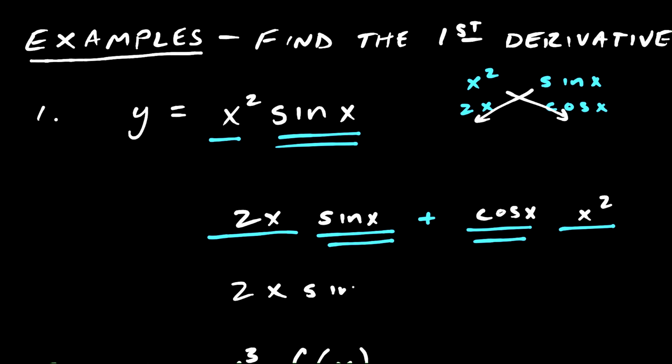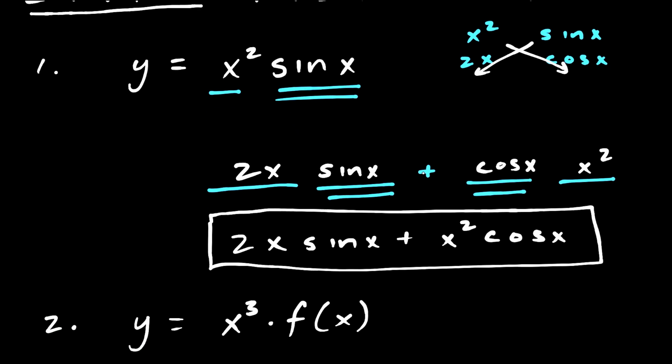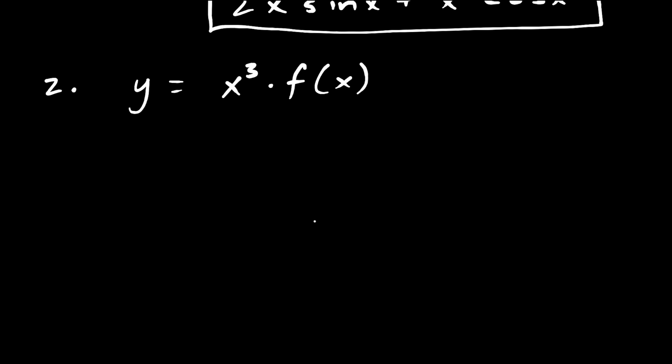So you have 2x sine x plus, and again, I like to put the polynomial first, x squared cosine x. And we could put this in descending order, however we want to rewrite it, but there it is. Product rule. So again, same idea, product rule, pretty easy to recognize there are two distinct functions. Here's our first, multiplying our second.